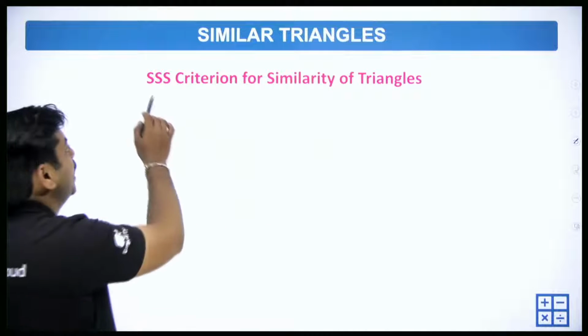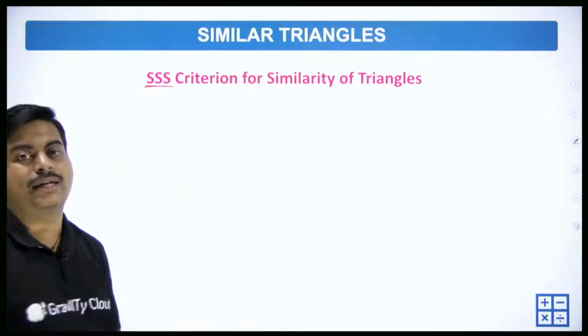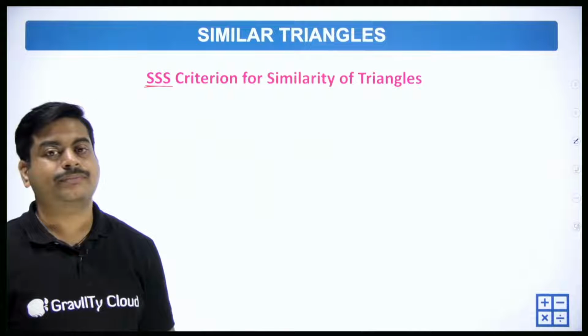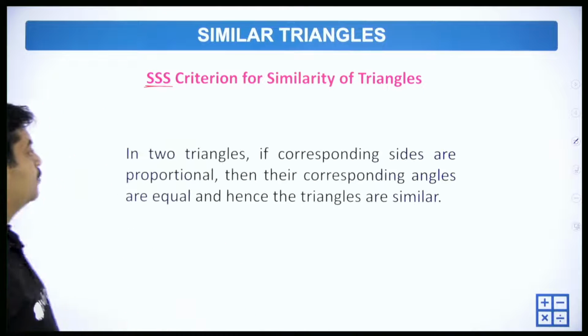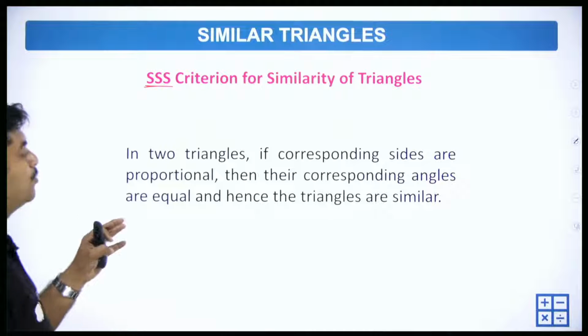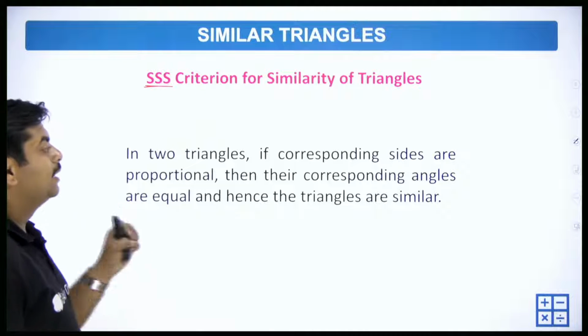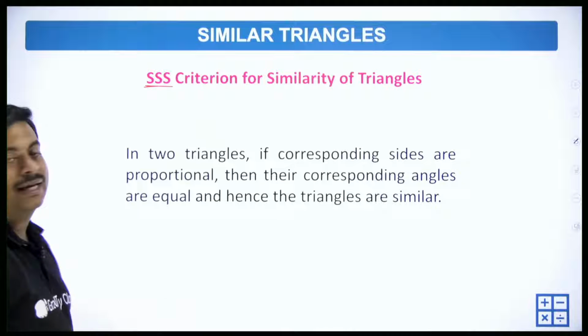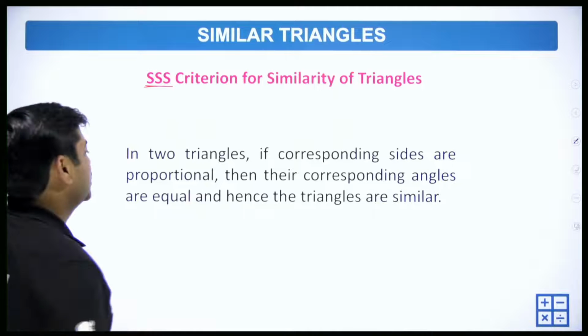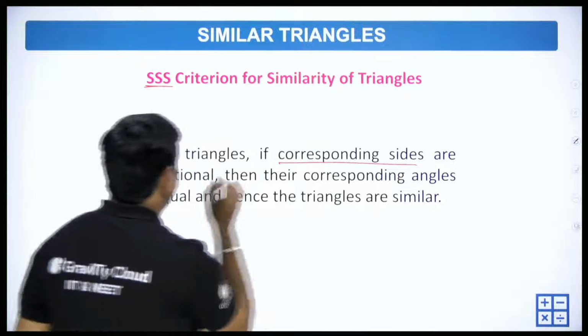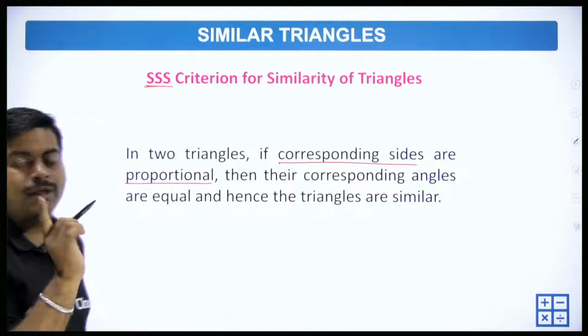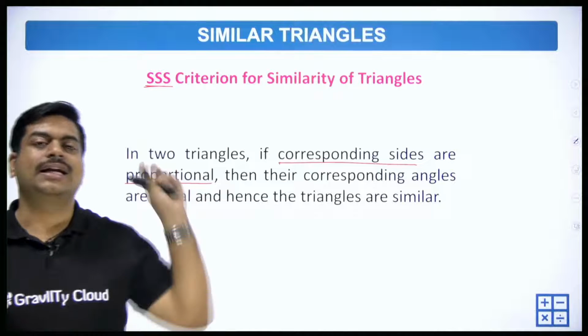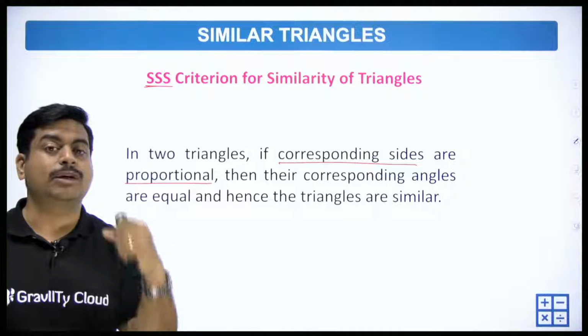SSS criteria for similarity of the triangles. SSS, what is that? Side, side, side. Okay, let's move on. In two triangles, if corresponding sides are proportional, then the corresponding angles are equal, and hence the triangles are similar. Once again, see that corresponding sides are in proportion. We are talking about proportionality. We are not talking about equal. In congruence of triangles, we talk about equality, but here we are talking about similarity.